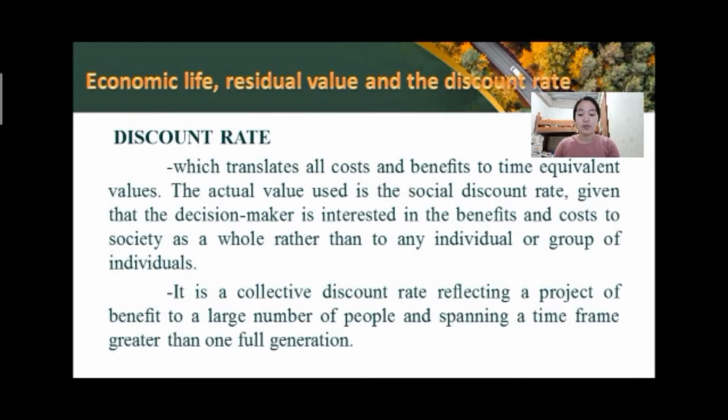In addition to this, the costs and benefits occur at different times over this time horizon. Because of this, they cannot be directly combined until they are reduced to a common time frame. This is achieved using another parameter, the discount rate, which translates all costs and benefits to time equivalent values. The actual value used is the social discount rate, given that the decision maker is interested in the benefits and costs to society as a whole rather than to any individual or group of individuals. So it is also a collective discount rate reflecting a project of benefit to a large number of people and spanning a time frame greater than one full generation.